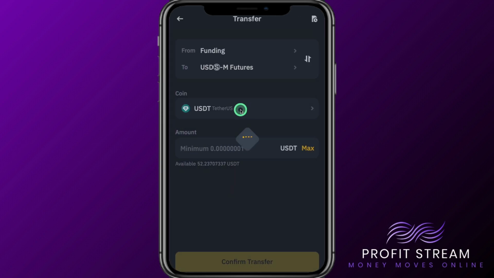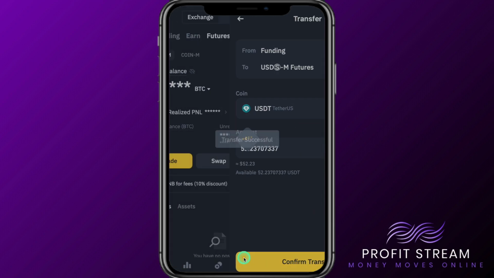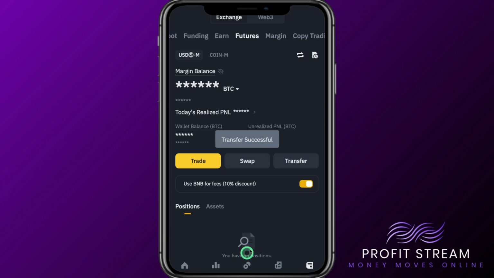So let's click on USDM. Here you choose which coin you want to transfer and here you put in the amount. I'm just going to click on max, confirm transfer, and you're good to go. Now let's go to the futures page. Just click on the bottom here.